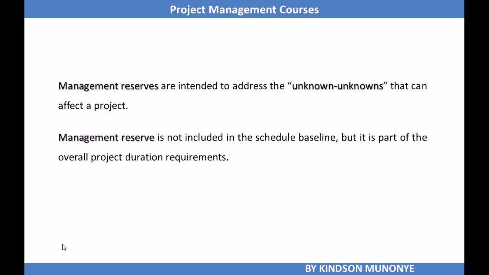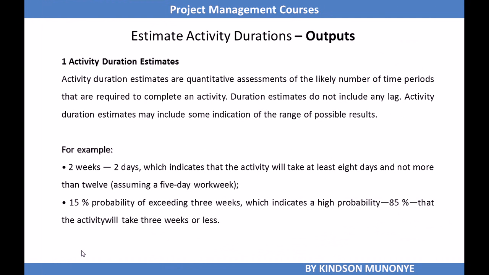Management reserves are associated with unknown unknowns that might hit a project due to uncertainties that might not have been foreseen during the planning processes. A management reserve is not included in the schedule baseline, but is part of the overall project duration requirement. So this is how it goes. You have the activity duration estimate. The activity duration estimate is added to the contingency reserve to form the schedule baseline, and the schedule baseline is added to the management reserve to determine the overall duration requirement for the project.